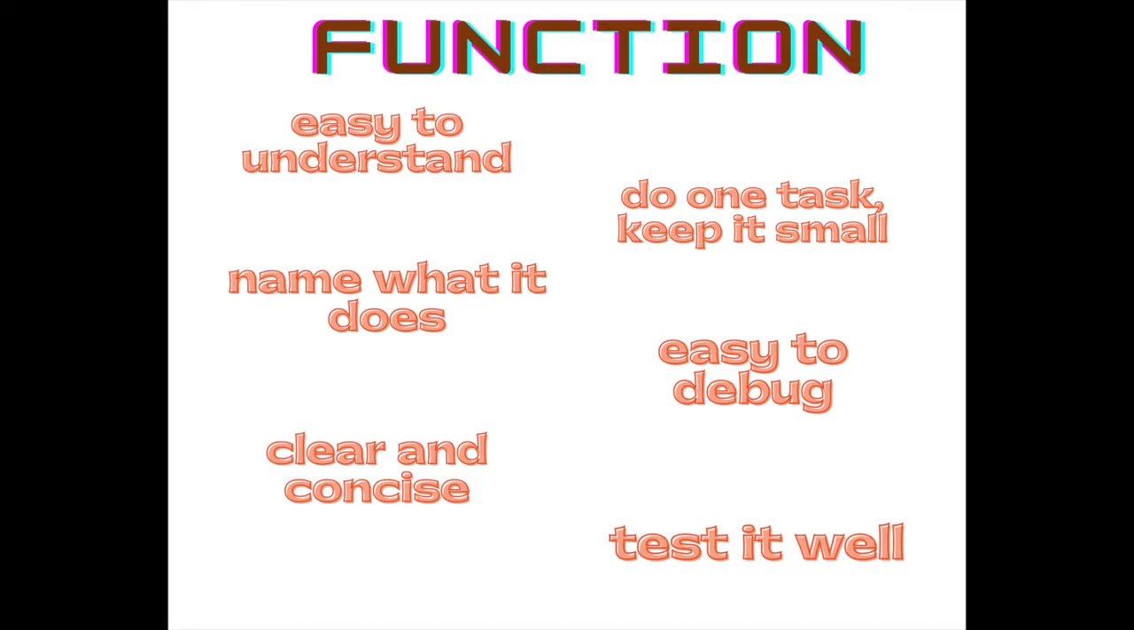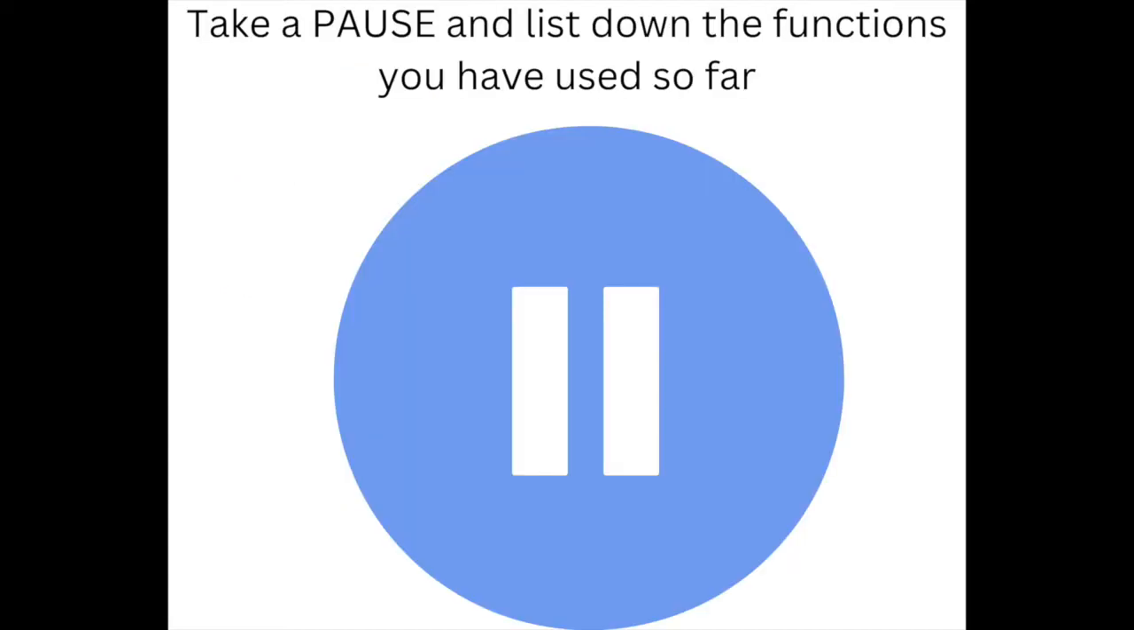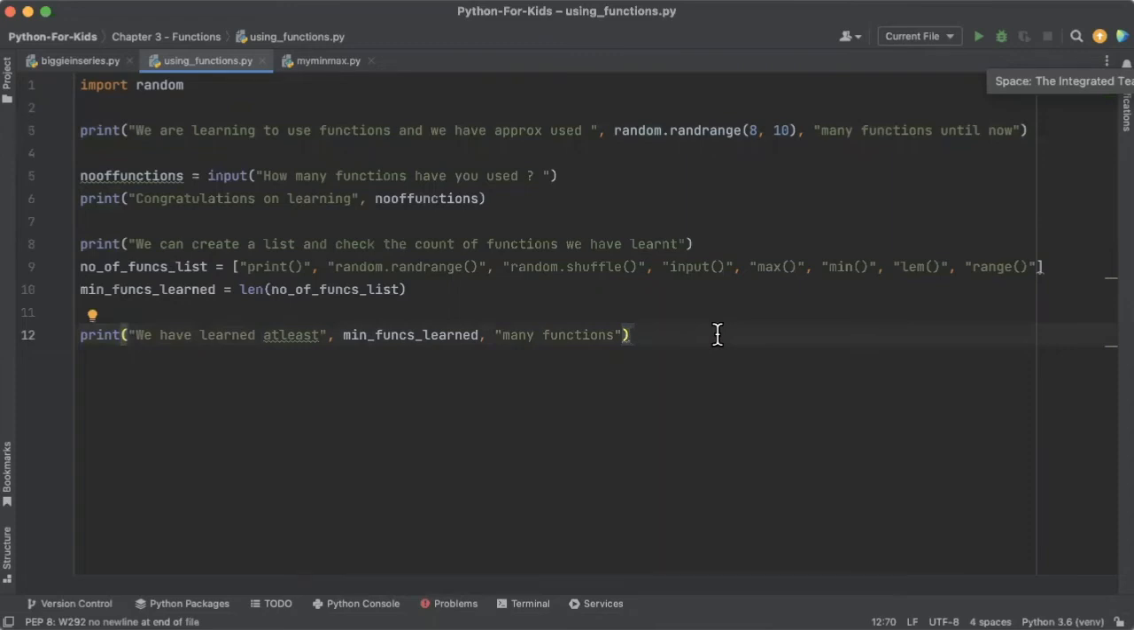It's not going to be difficult for you to understand this because you have been making use of a lot of functions already in your coding journey. So do you want to quickly recollect and think of all the functions you've used? Take a pause and list them down. Let's look at the functions which we have been using, and we will also try to derive some characteristics of functions based on what we have used so far.